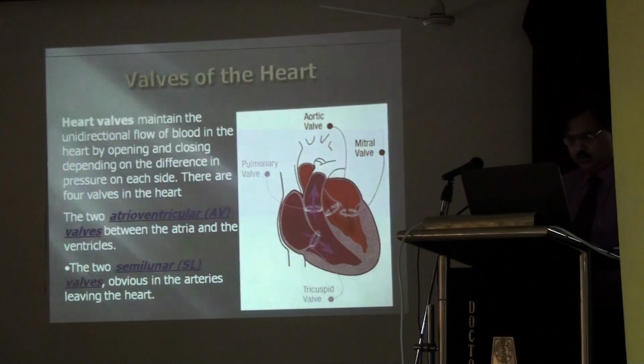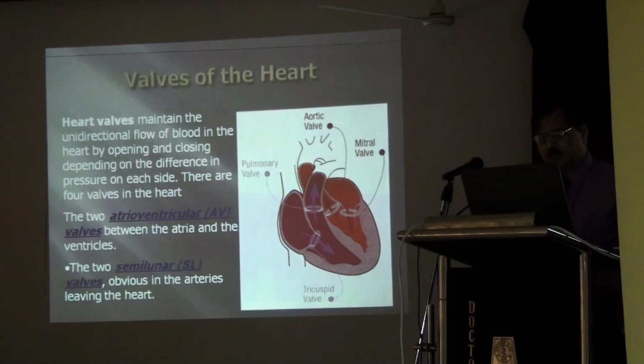This is the RA, RV, then the pulmonary and mitral valves, and then this is the aorta. These 4 valves and their anatomy: is it normal? Is it abnormal? Is it stenosis? Is it regurgitation? What is the pressure gradient? In every case within seconds we assess: is it normal or abnormal, for all the valves on the various sides.